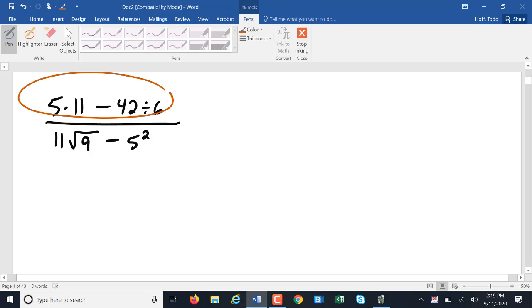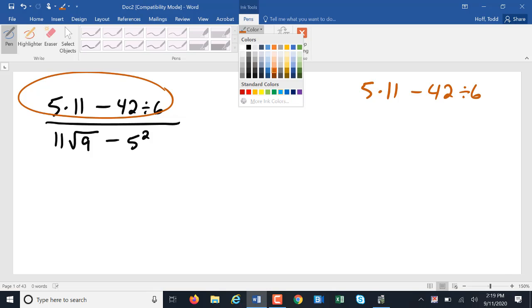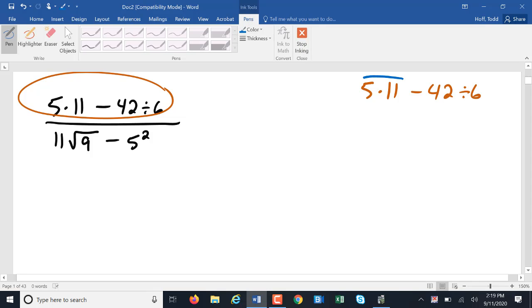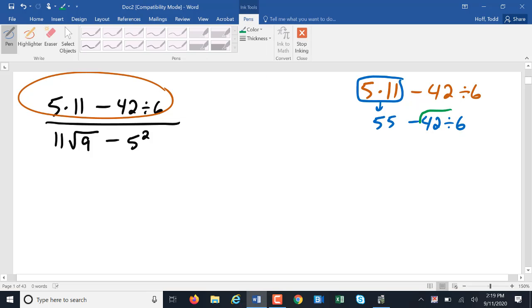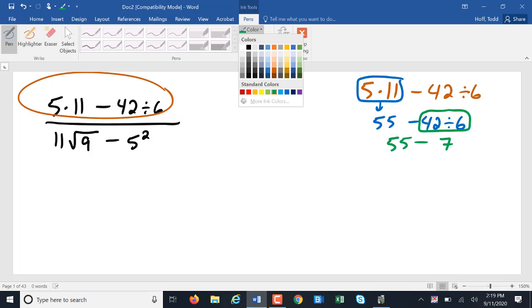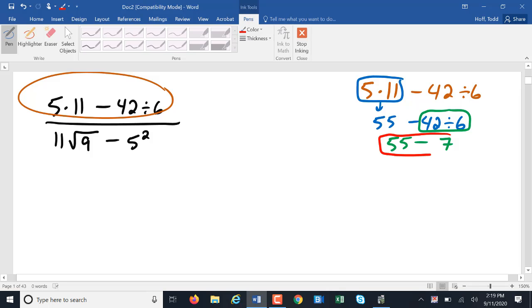So let's do the top first. I'll write it off to the side here so we have room to work on it. What are the first two numbers we need to combine there? 5 times 11, which is 55. What's next? 42 divided by 6 makes 7. Good. And then finally, 55 minus 7 is 48. So the top part of that reduces to 48.